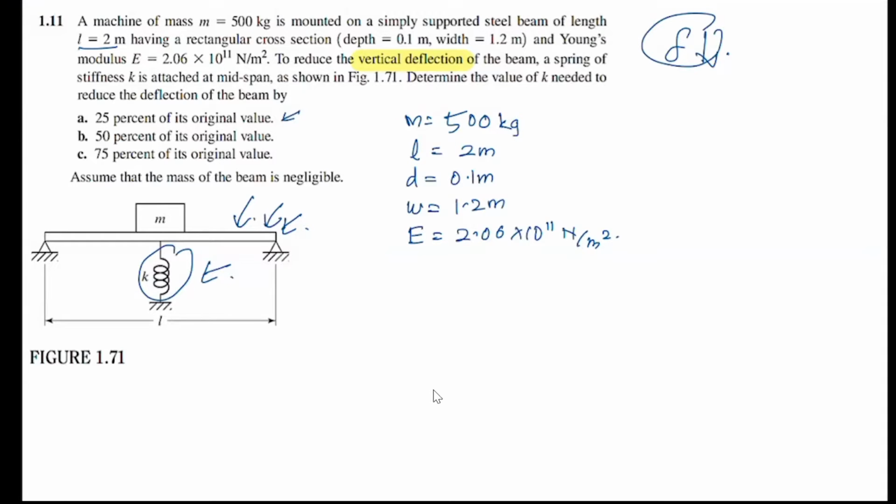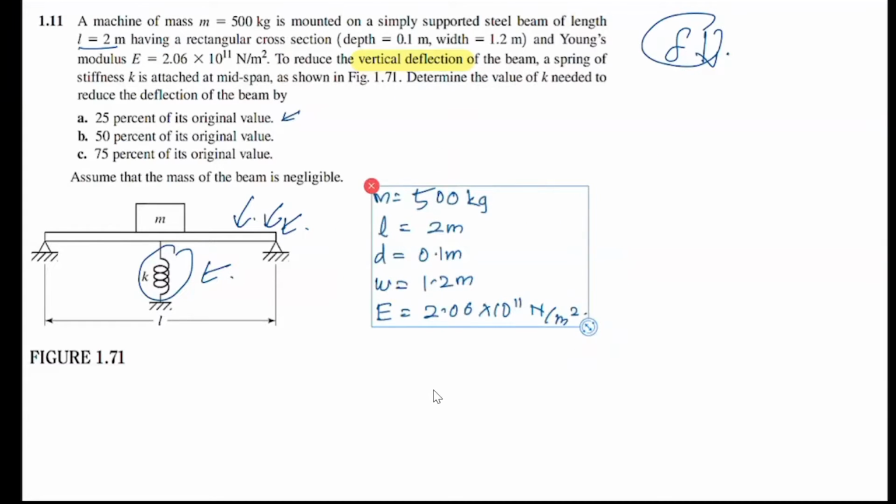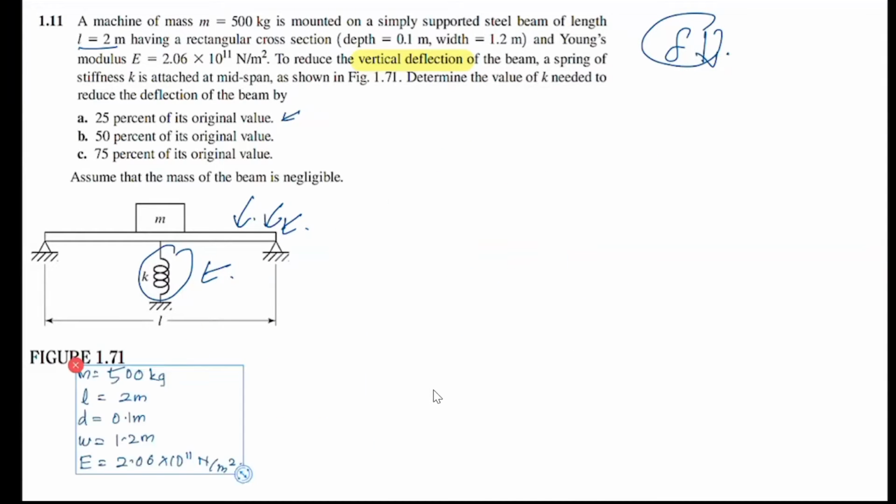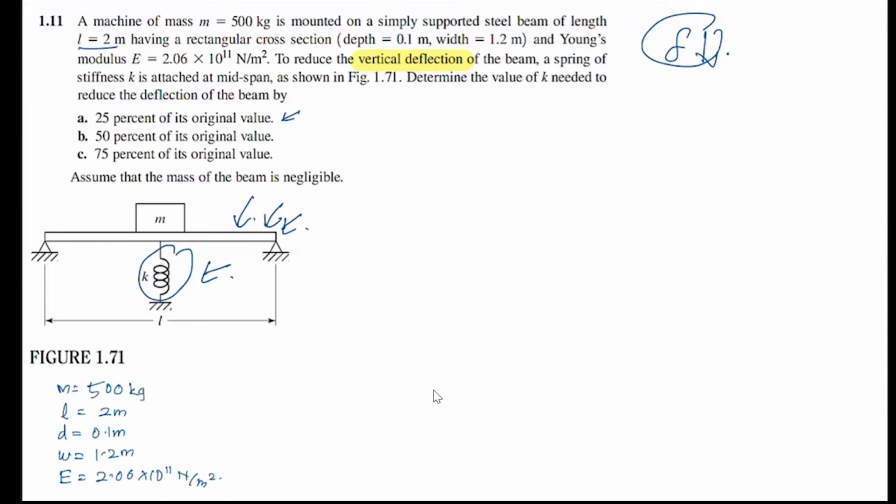Okay, so first of all, before we find the beam's original deflection, what are we going to find first? You have to know the stiffness formula of a simply supported beam with the load at the middle. You can actually find this equation in the textbook. It is at the very early pages of the textbooks. So I'm just going to write it down here.